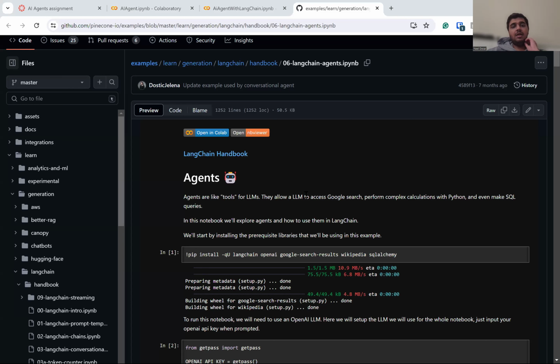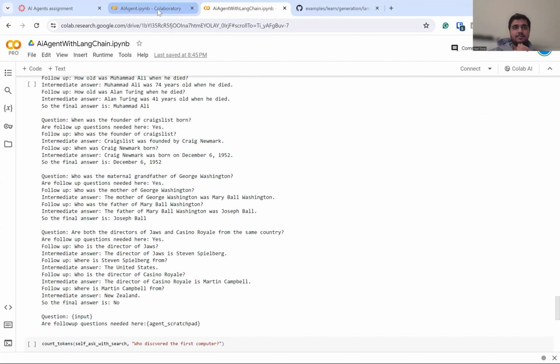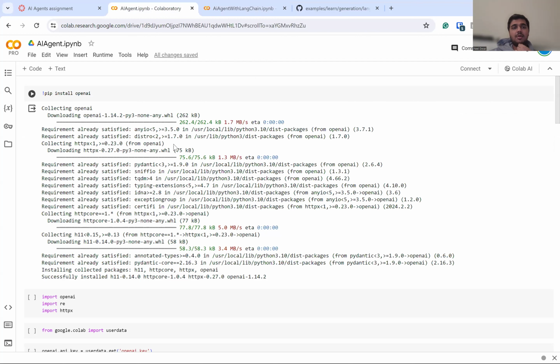Yeah, so agents are like tools for LLMs. They allow LLMs to access Google search, perform complex calculations using Python, and even make SQL queries. Basically, it enhances the abilities of language models. Now let's talk about implementing one using plain Python as it is.